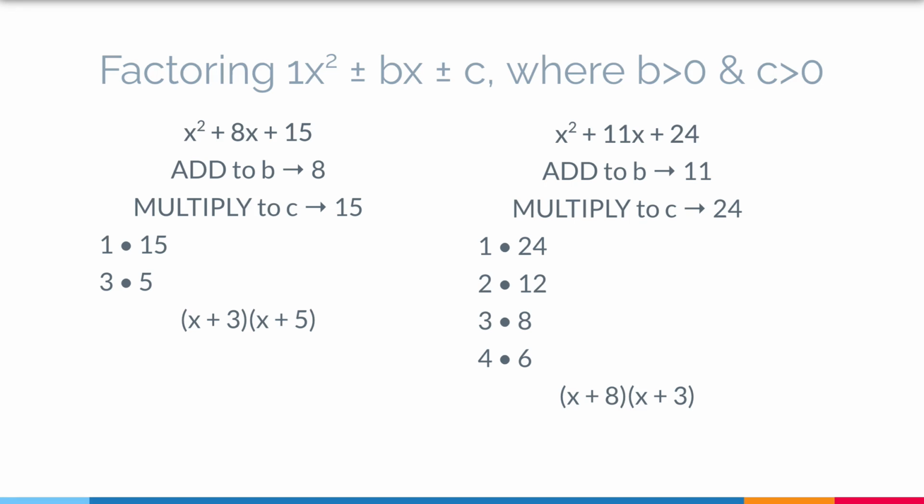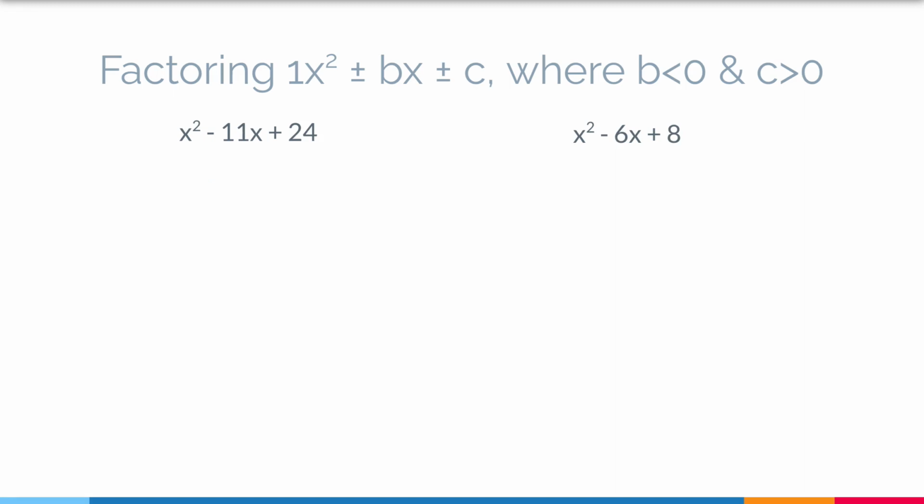Well, what happens if b is less than 0 and c is greater than 0? So in other words, b is a negative and c is positive. An example of this would be x squared minus 11x plus 24, or x squared minus 6x plus 8. Let's do the exact same protocol. What numbers add to b, negative 11, and multiply to c, 24?